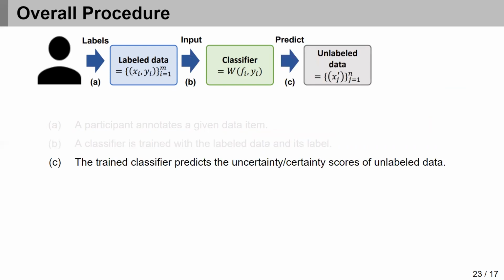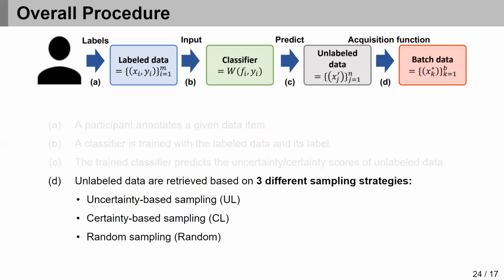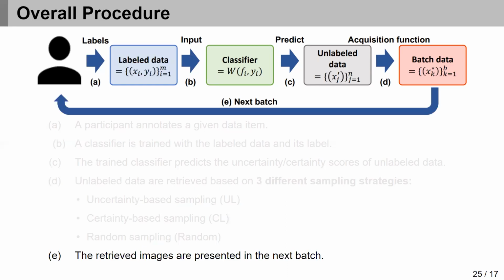Then, the trained classifier predicts the uncertainty or certainty scores of the unlabeled data. Here, there are three different sampling strategies, UL, CL, and random, as previously mentioned. A certain number of images are retrieved according to each sampling strategy. Finally, the retrieved images are presented in the next batch.